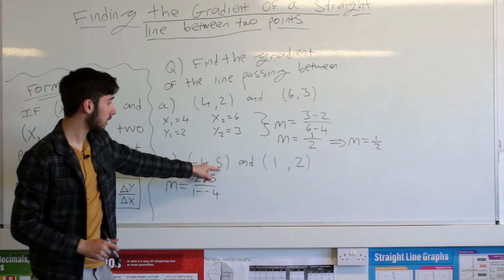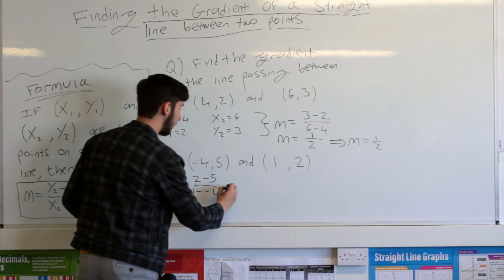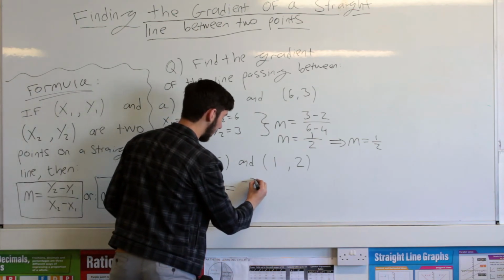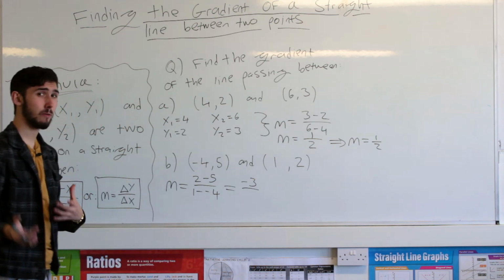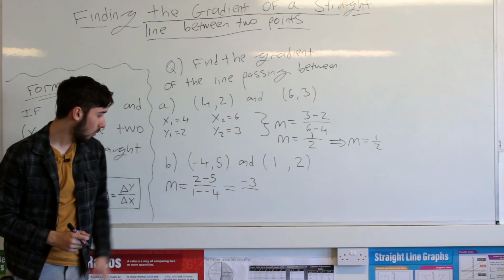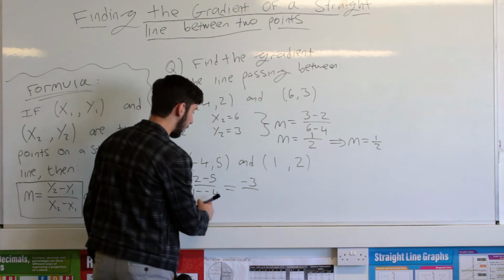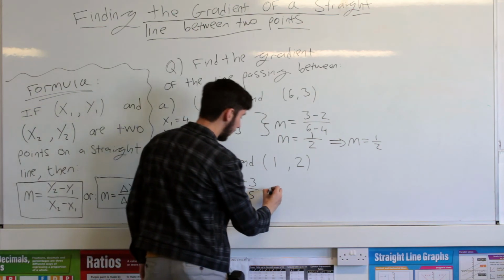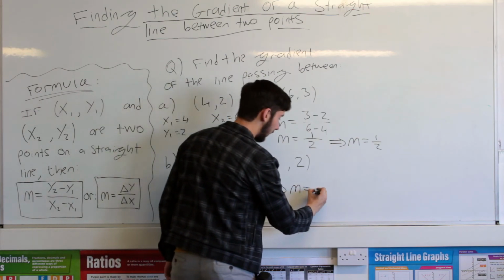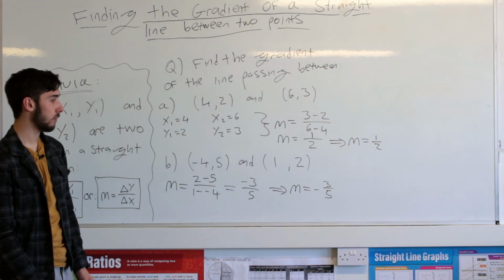x1, y1, x2, y2. Label them, substitute them in. Now we're not done just yet. We need to simplify this. What is 2 minus 5? It's minus 3. Okay? 2 take away 5. And then 1 subtract negative 4. That is 1 plus 4 because it's 2 negatives. So this is 5. So therefore the answer is m, which is the gradient, is equal to negative 3 over 5. Negative 3 over 5, okay?